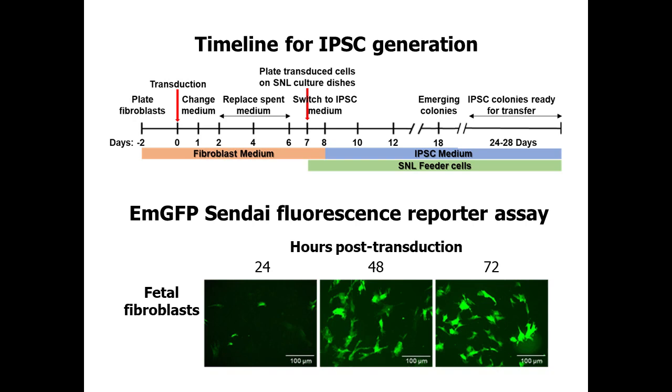So this is my timeline for iPSC generation. We performed the transduction at day 0. Before that, 2 days before, we plated our fibroblasts with appropriate cell numbers. After transduction, the following day, we changed the media. We keep changing the media for 6 days. On day 7, we plated these transduced cells on inactivated SNL feeders. The following day, we switched to iPSC medium. Then we keep changing the medium until we see emerging colonies. And when colonies emerge, when they are ready to transfer, we again transfer to inactivated SNL feeders.